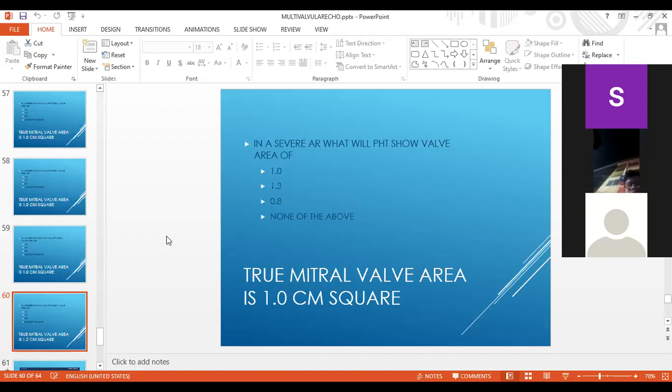And when that happens, you can have either 0.8 or 1.3, depending upon whether the jet is central. If the jet is central, you'll get 1.3. If the jet is eccentric and hitting the AML to open it up, when you look at it, it may be 0.8.